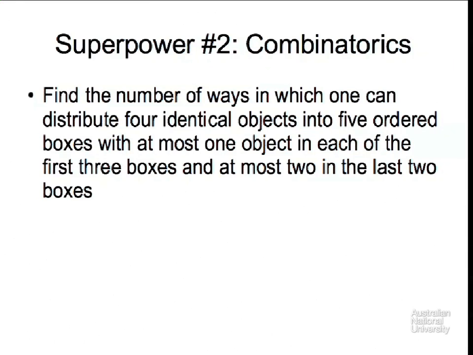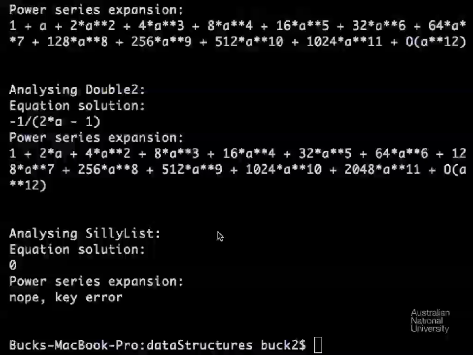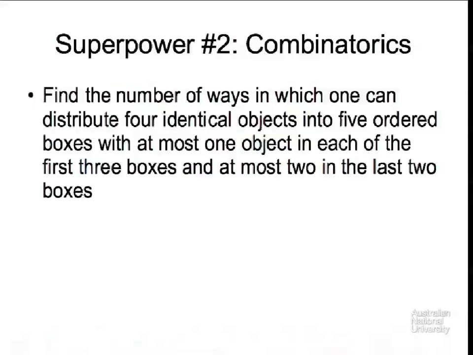So here's the combinatorics problem for you. Does anyone have any idea off the top of their head how you'd find the number of ways in which one can distribute 4 identical objects into 5 ordered boxes with at most 1 object in each of the first 3 boxes and at most 2 in the last 2 boxes? No intuitive ideas? So we have at most 1 object in each of the first 3 boxes.